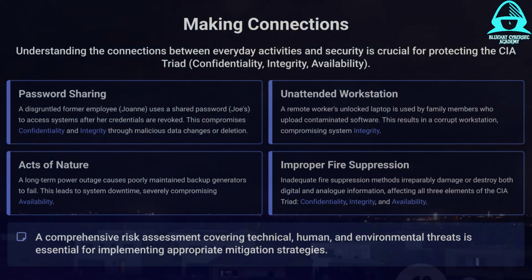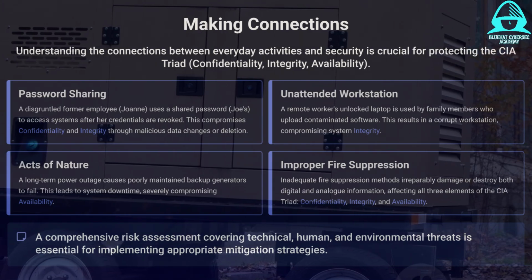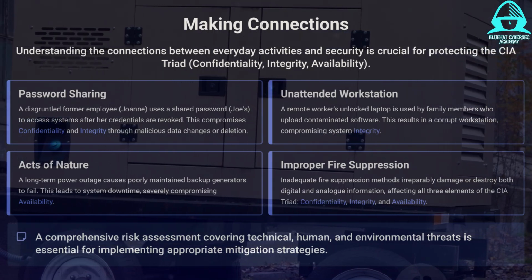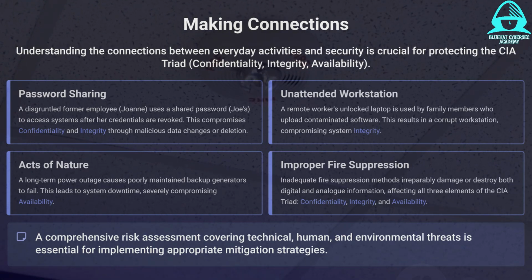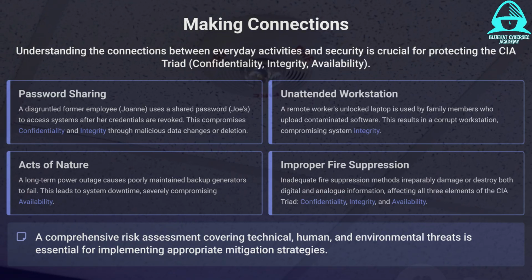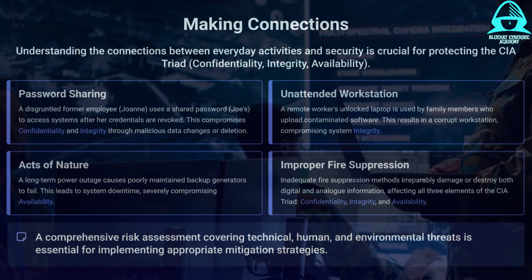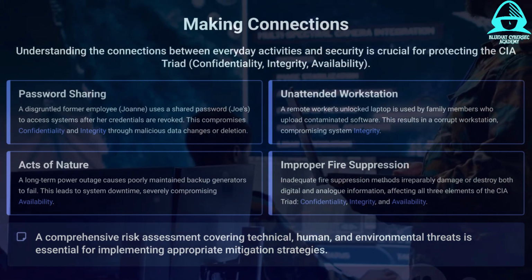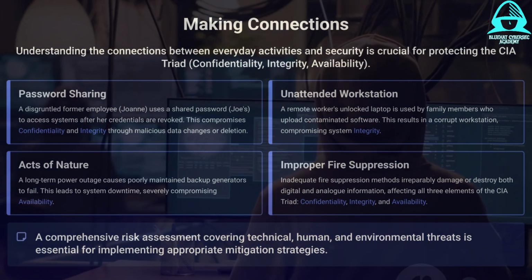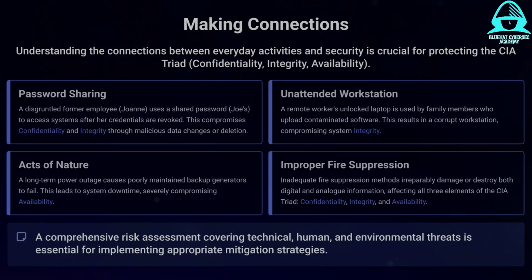The CIA Triad can also be at risk from things like natural disasters. For instance, a long-term power outage could cause backup generators to run out of fuel or break down if they aren't maintained properly. And, as a final example, using the wrong fire suppression methods can damage or destroy both digital and paper information, impacting the CIA Triad. All these examples really show why it's important to do a thorough risk assessment for technical, human, and environmental threats, and then put the right mitigation options in place to protect the security and integrity of an organization's information.